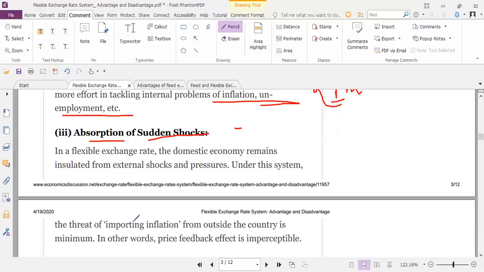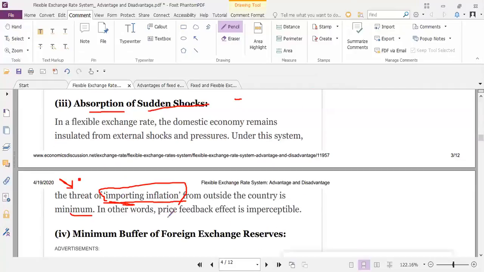Under the system, the threat of importing inflation from outside the country is minimal. This is because, in other words, the price feedback effect is imperceptible. We've seen there will be automatic adjustment under a flexible exchange rate, and therefore there will not be any problem like inflation externally. Therefore, inflation from outside the country will not come and will not affect our country.